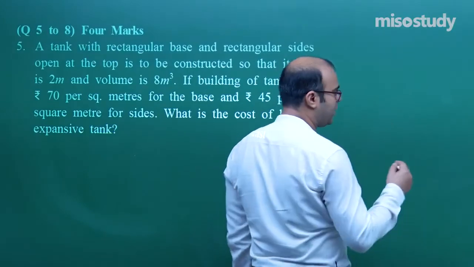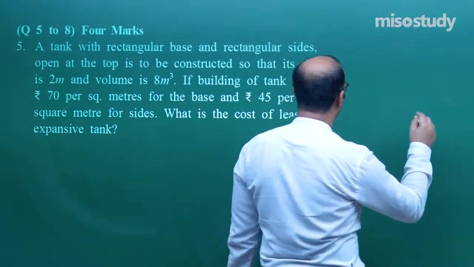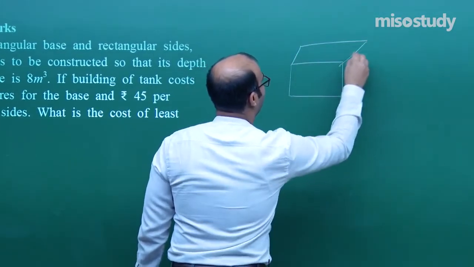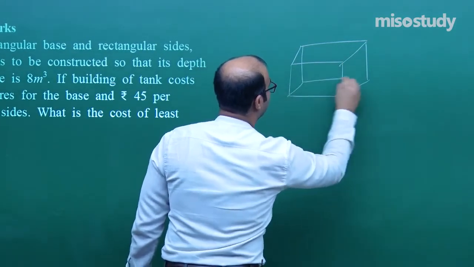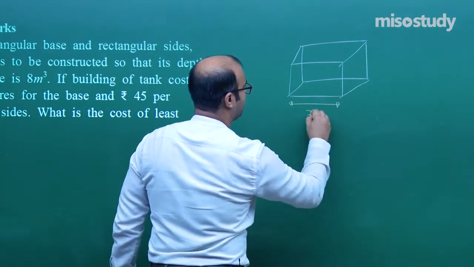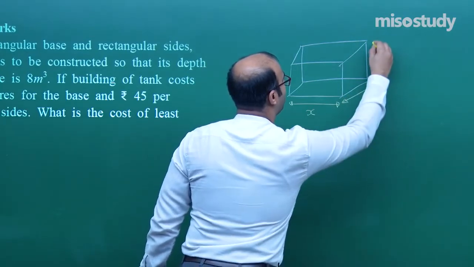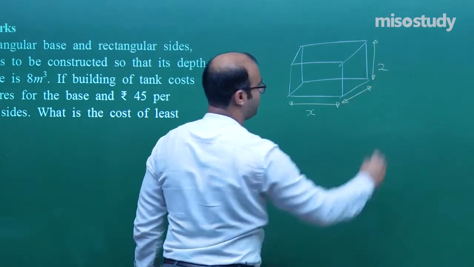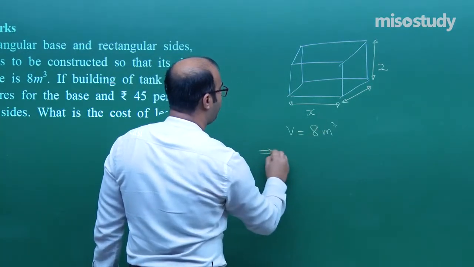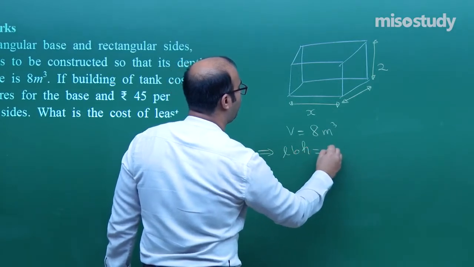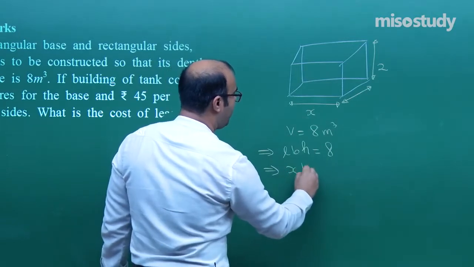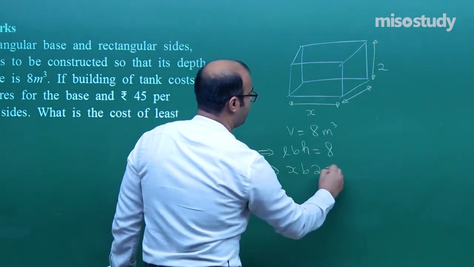So first let us find out what we have been given and what we can get from there. This is the tank, and this tank is a cuboidal tank, something like this. In this cuboidal tank, this length is suppose x, this breadth we don't know, we know the height which is 2 meter, that is the depth. The volume is given 8 meter cube, and volume is always equal to length into breadth into height of the cuboidal tank. Length is x, breadth we don't know, height is 2, this is 8.